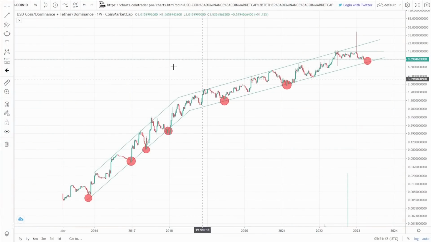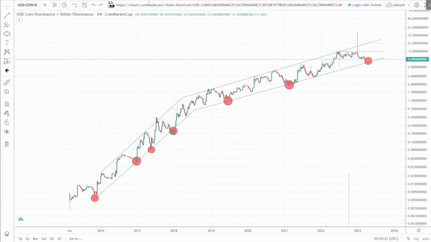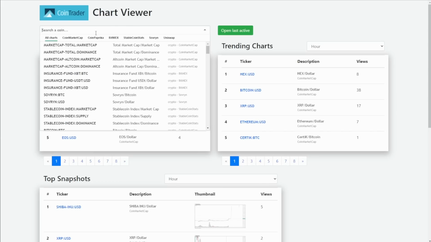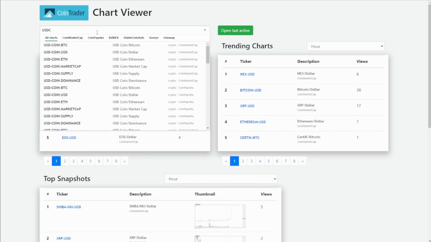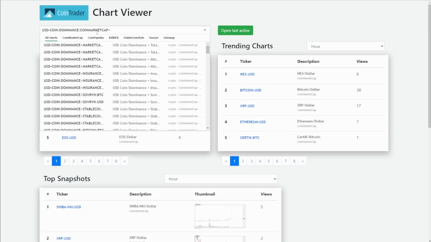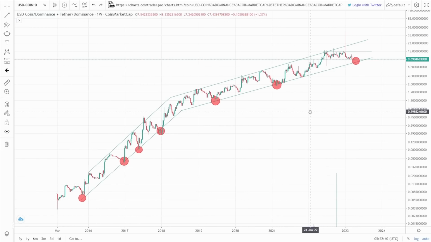But generally speaking, there are two things we need to type in order to generate this chart. So in order to pull up this chart onto your computer, all you have to do is type in USDC, use the keypad to go down towards dominance, hit plus, and then type in USDT, and do the exact same until you see Tether Dominance CoinMarketCap. Once you press enter, you'll be brought up to this chart here.